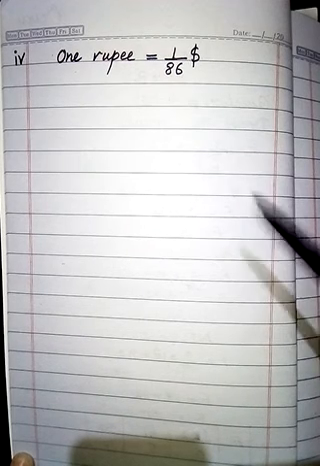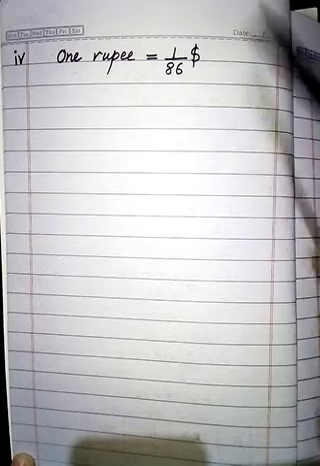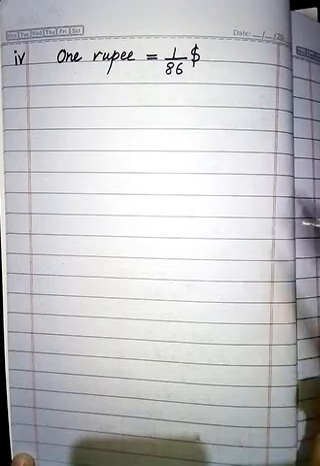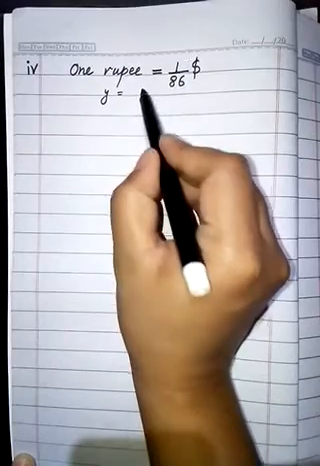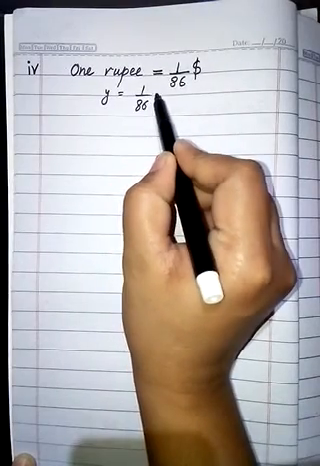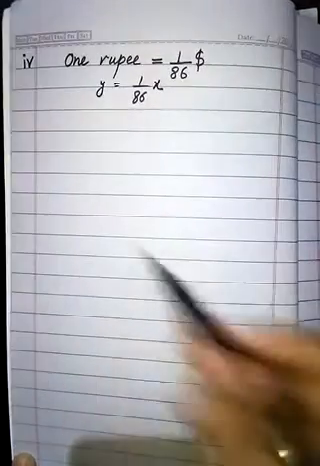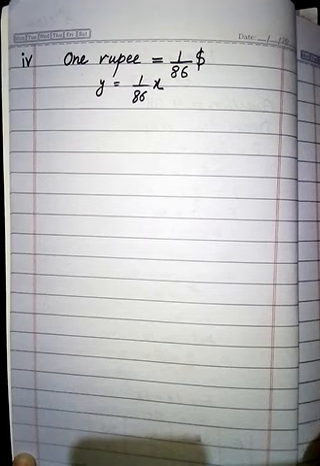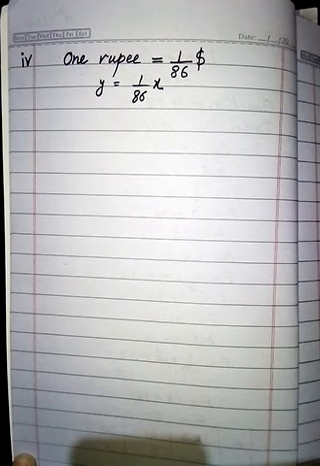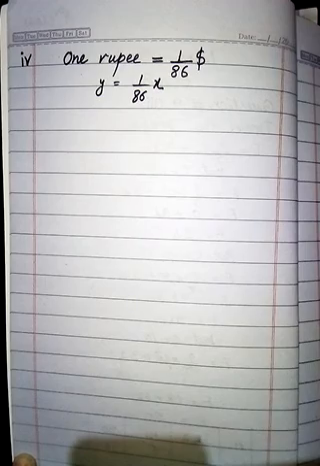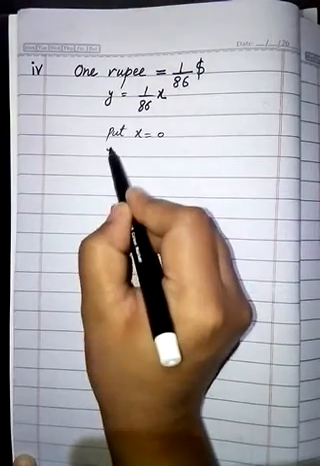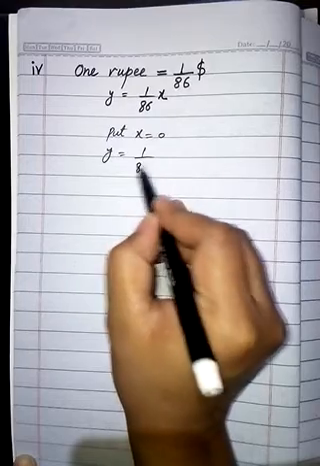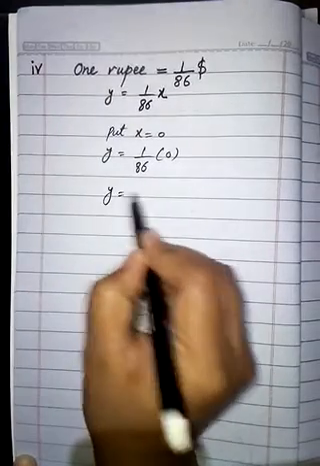Now the fourth part is 1 rupee equals 1 by 86 dollar. This is the symbol of dollar. Now let 1 rupee equal y and dollar equal x. So y equals 1 by 86 x. Now this is also in fraction form, so you have to remove the fraction. So you have to put values of x which come in the table of 86. First of all, put x equals 0. Now y equals 1 by 86 into 0. So y will be 0.